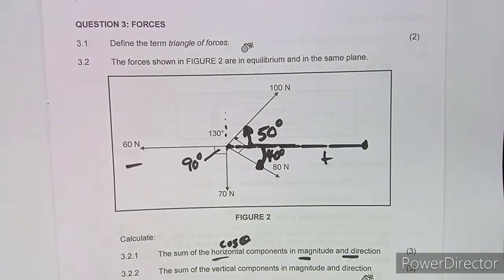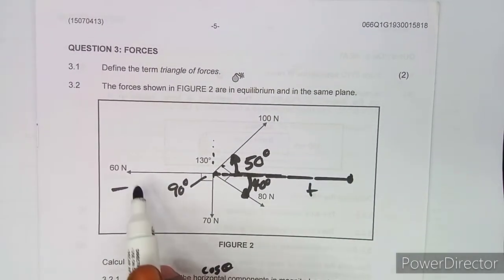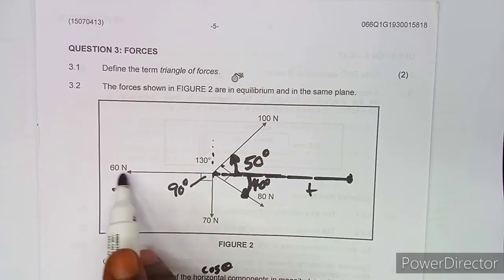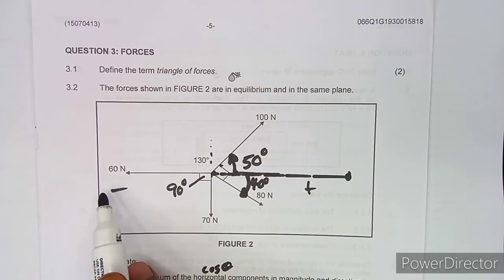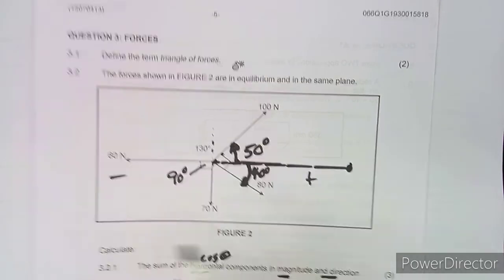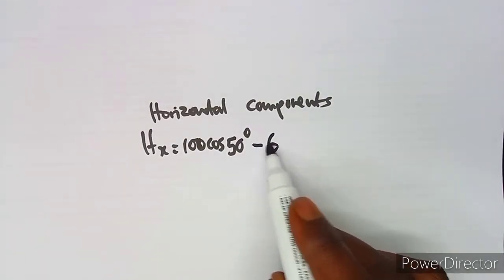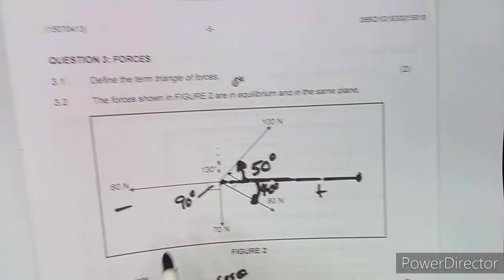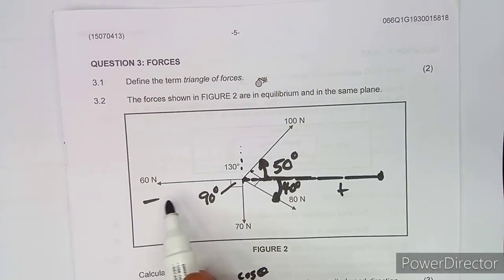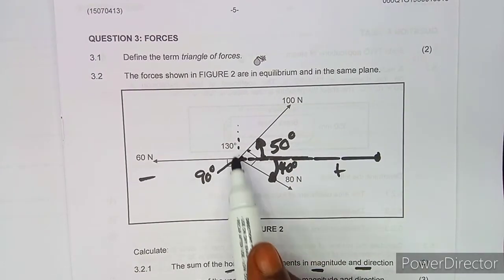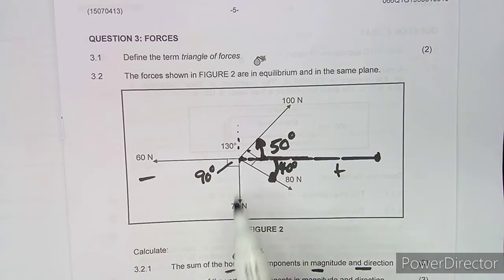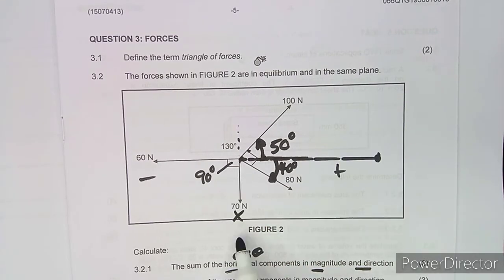Okay, we move on to another one. This 60 is in the direct horizontal, and it's in the negative region, so it's going to be minus 60 as it is. There's nothing that you're going to do. If you want to use cos, you would use cos 180, but just leave it like that. Then 70 is actually a vertical component, so there's nothing that you can do on this one. Just leave it like that.